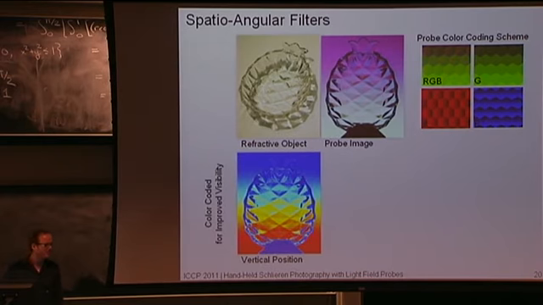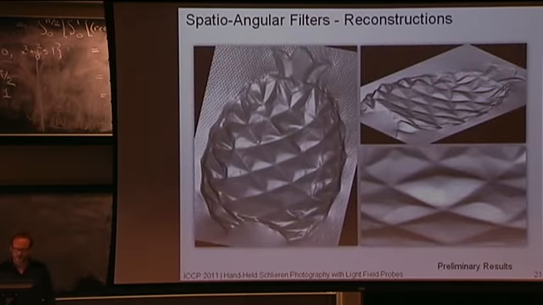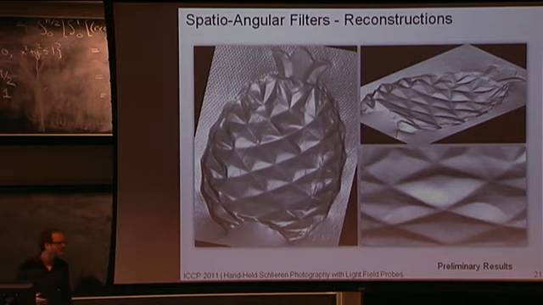From the camera image, we can then extract the vertical position of each refracted ray on the background plane, as well as the vertical and horizontal gradients. And obviously, one of the applications for this technique is to reconstruct refractive surfaces that are actually transparent. We didn't get nice results before the paper deadline, but I'll show you some preliminary results that we got now. So this geometry shape is just reconstructed from the extracted gradients.